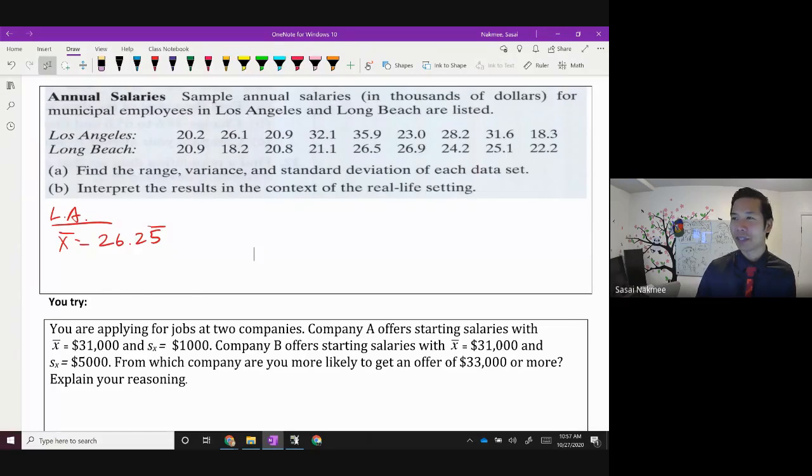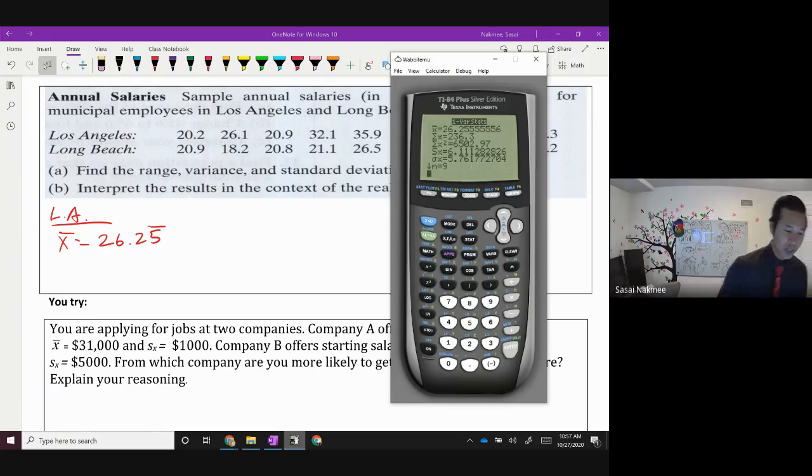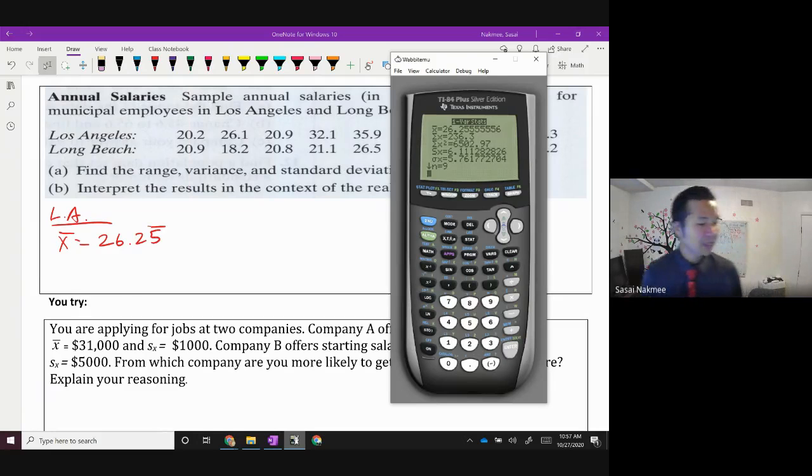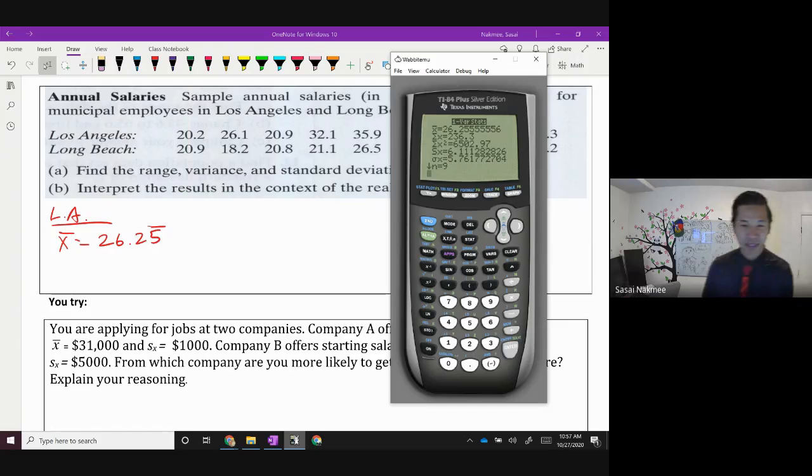Giselle, nice answer right there for your mean. And I also see your standard deviation. And Mariah, same to you. Very nice standard deviation. But let's take a look here. Which standard deviation do you take? There's a 6.1, and then there's a 5.76.